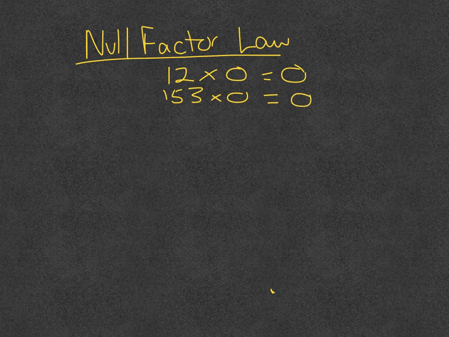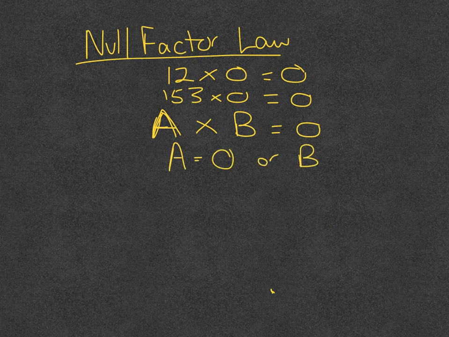If we go the other way around though and say, we've got two numbers and I don't know what they are, so I'm just going to call them A and B, and I go A times B equals 0, what I know from that is that one of these must equal 0. I've got two numbers multiplied together to give 0, so one of these must be 0. So I can say either A equals 0 or B equals 0. And then that's basically the null factor law.